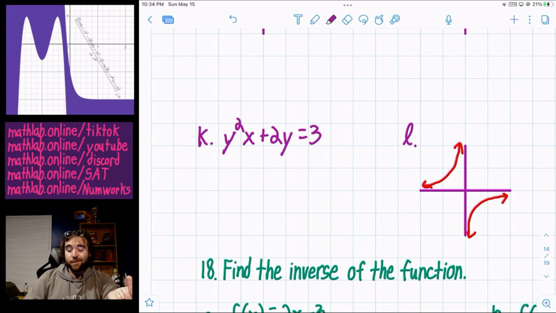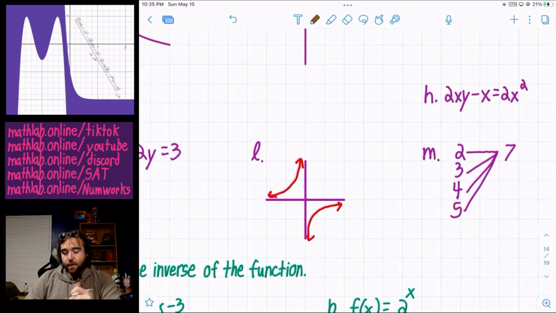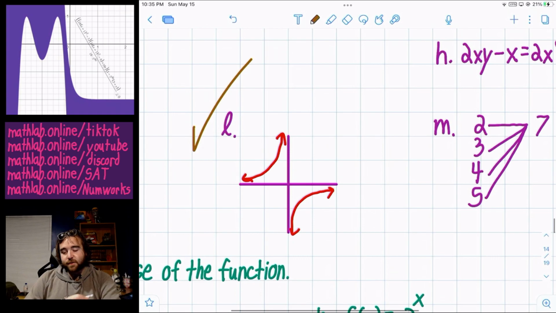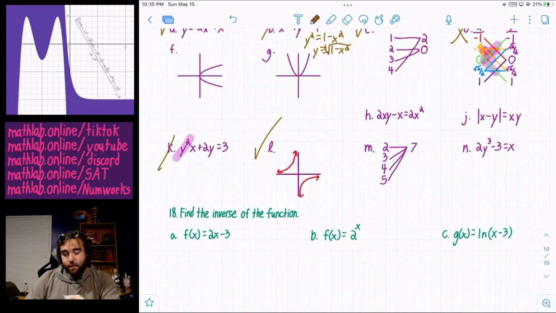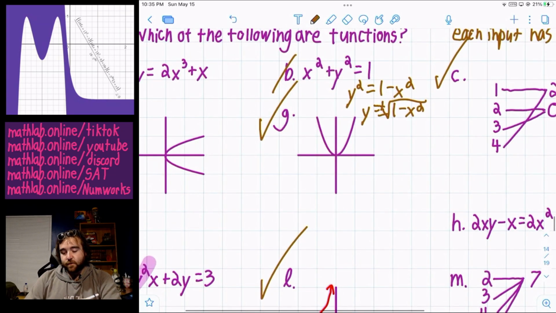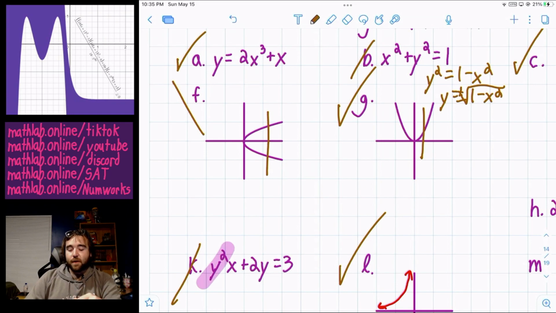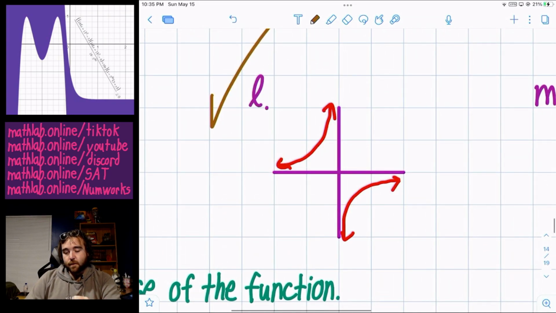This one is also not a function because you got y squared. You'd have to solve this like a quadratic and get a plus or minus from the quadratic equation. So that is not a function. This one is a function because it passes the vertical line test, is why. Oh, I skipped these two. That one's a function because it passes the vertical line test. This one is not a function because it does not pass the vertical line test.